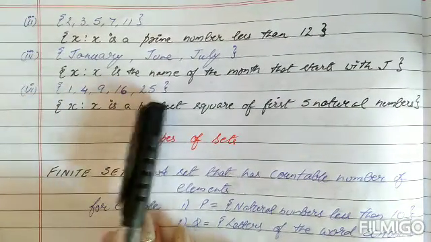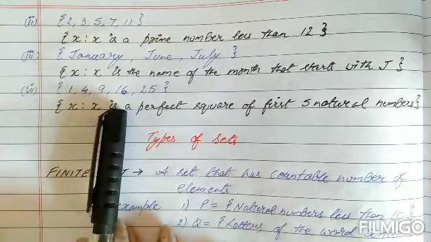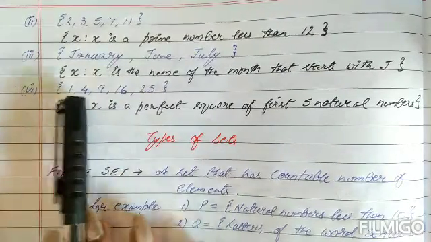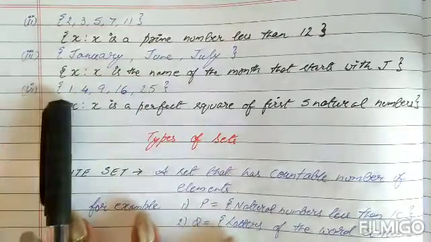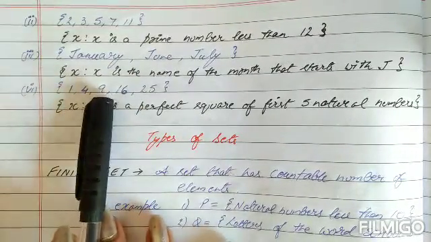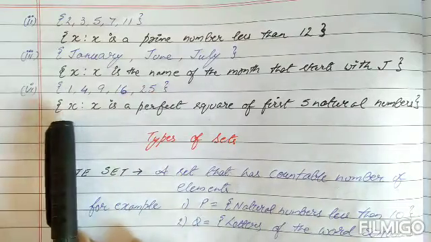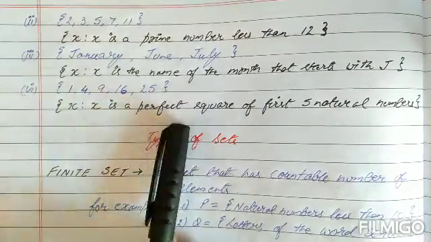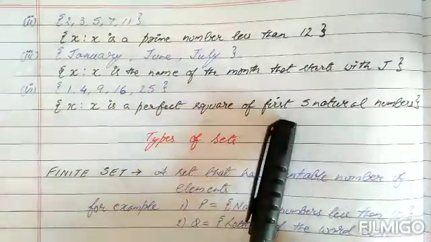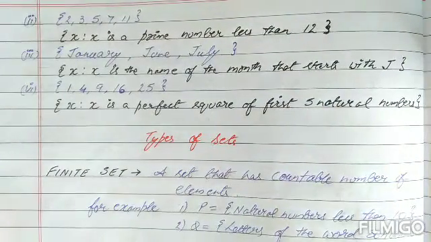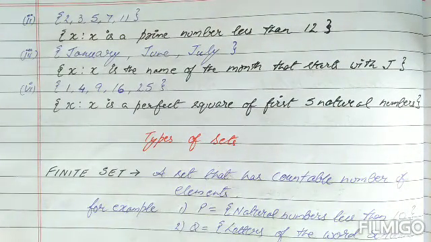Then I have taken the sixth one, children, 1, 4, 9, 16 and 25. Now what are these, children? These are the perfect squares. These are the perfect squares of how many? First 5 natural numbers. See, 1 square is 1, 2 square is 4, 3 square is 9, 4 square is 16 and 5 square is 25. So you will write x is such that x is a perfect square of first 5 natural numbers. So with this we complete exercise 10C.